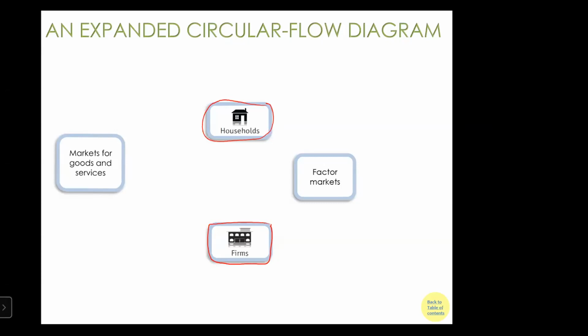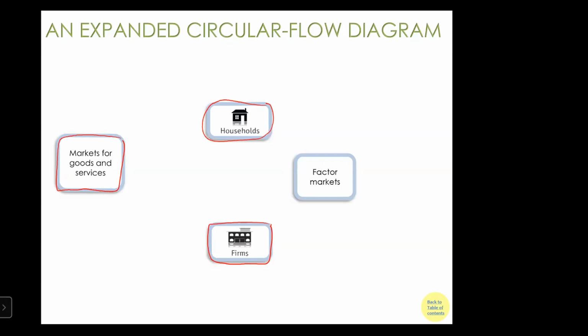Oh, by the way, here we start with simple. So at the moment, we abstract away from government. We abstract away from international trade. But later, I will add them back. Okay, let's start with simple. Households versus firms. And then there are two markets. One is a market for goods and services on the left-hand side. The way you understand that is essentially this is the grocery store. Essentially, this is Amazon. Okay.